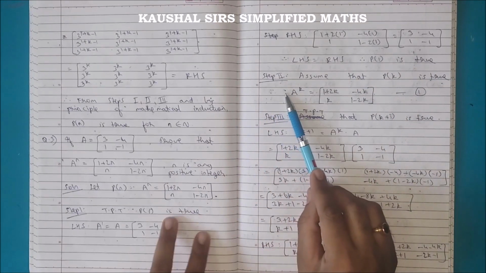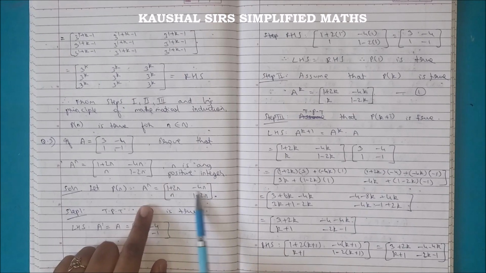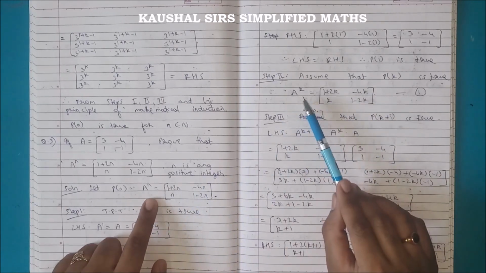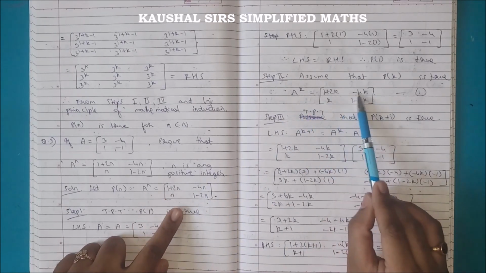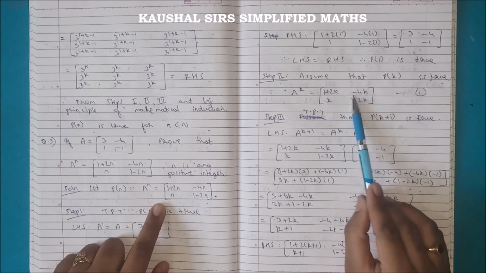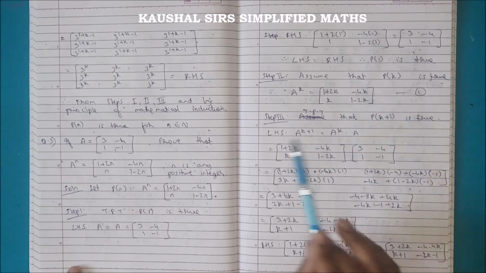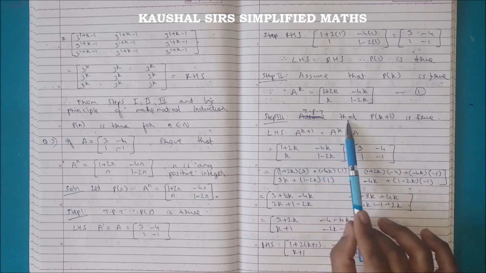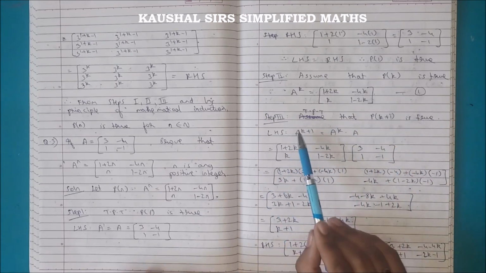Step number 2, assume that P of k is true. Means जहाँ पे भी आपको n दिख रहा है उधर क्या पुट करना है, k. So you get A raised to k is equal to 1 plus 2k, minus 4k, k, 1 minus 2k. This is your equation number 1. Step number 3 में to prove that P of k plus 1 is true, coming to the left hand side.